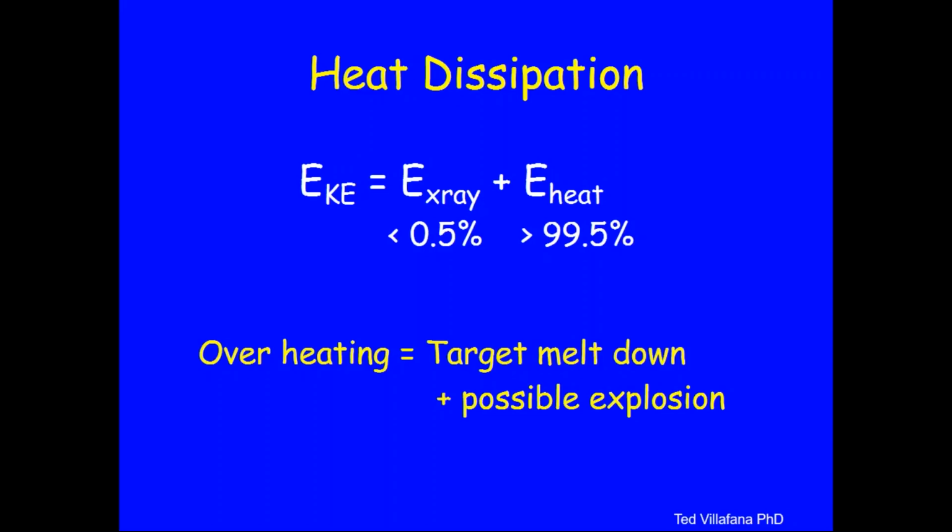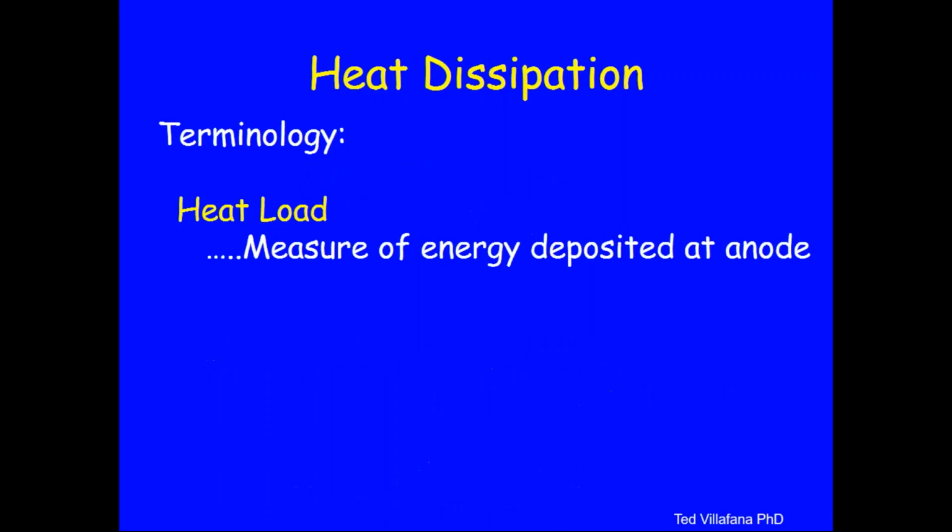And by the way, there's no possibility of a problem in the room if a tube does blow up. If it does blow up, it's all internal, so there's actually no consequences to the personnel walking around the room. But you do want to eliminate or minimize the possibility of exploding the tube, which now begs the question, how do we do that? What are the mechanisms of heat dissipation? What can we do to control and dissipate that heat?